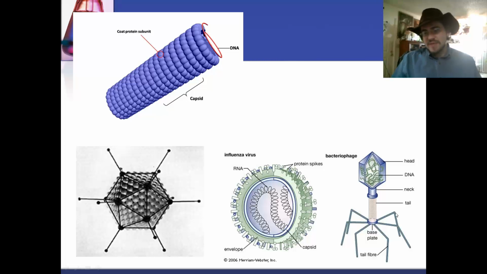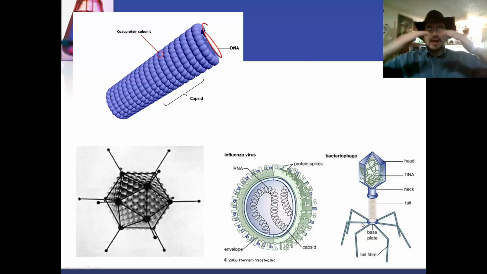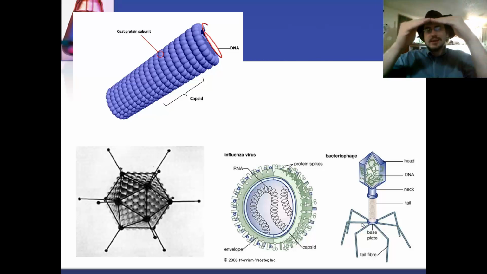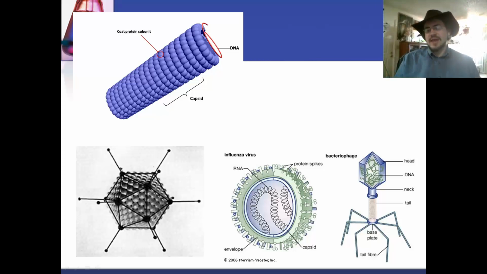And when the tail fibers attach, they bind onto it like this, and then they contract and send the tail like that and pierce through the bacterial cell wall. And once they pierce through the bacterial cell wall, it injects the DNA in the icosahedral head into the bacteria.